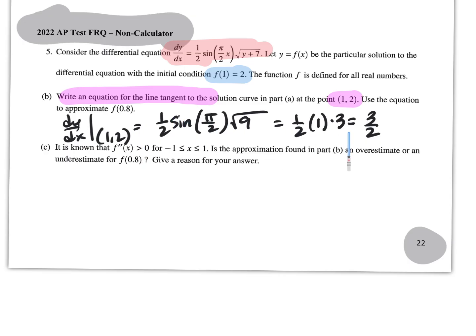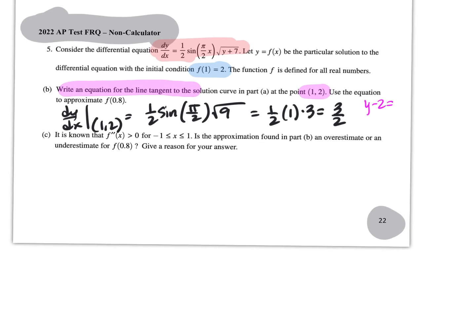But if you did simplify it, did anyone get a slope of 3 halves? If we got a slope of 3 halves, what's the equation of that tangent line? y minus 2 equals 3 over 2, x minus 1.